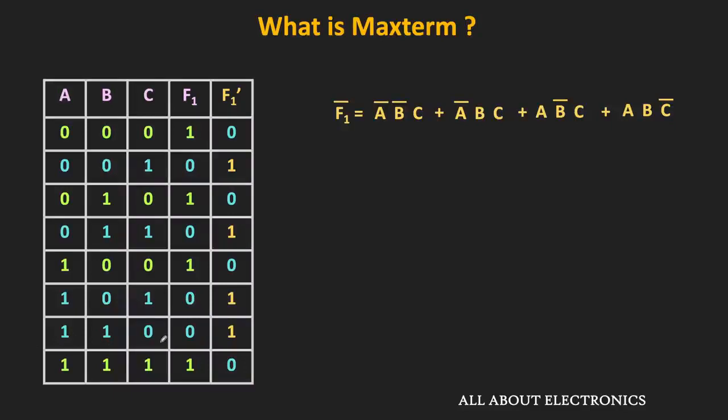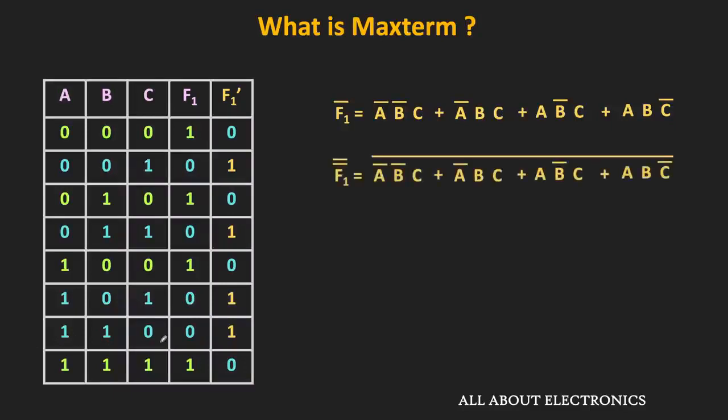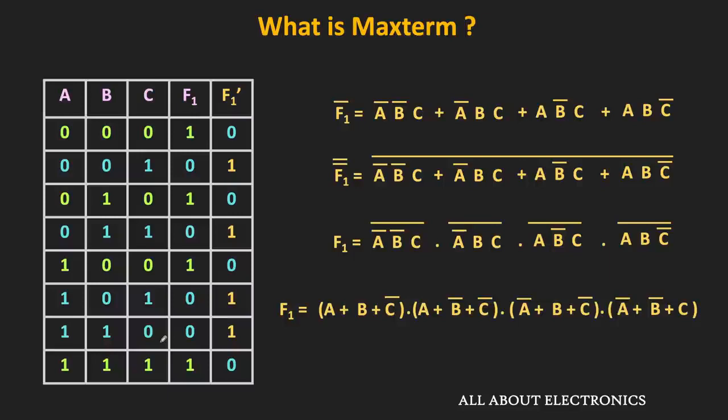Now if we take the complement of this f1 bar, then we will get the f1, right? So using De Morgan's law, let us simplify it. So just break this bar and give it to the individual group, and at the same time also change the sign. So once again, using De Morgan's law, we will get the following expression, which is in the product of sum form, and here each term is the Maxterm.